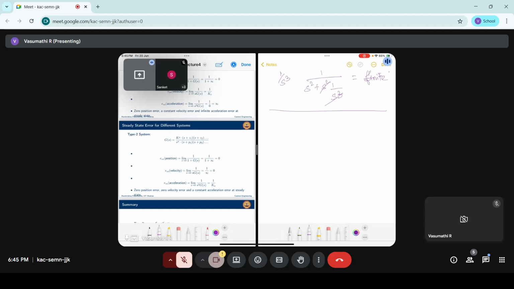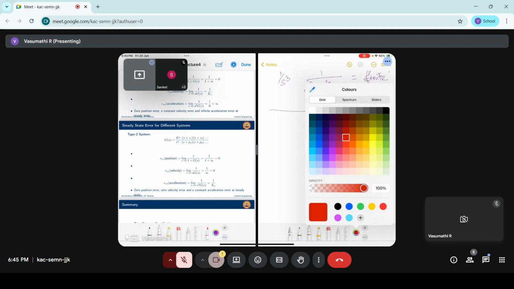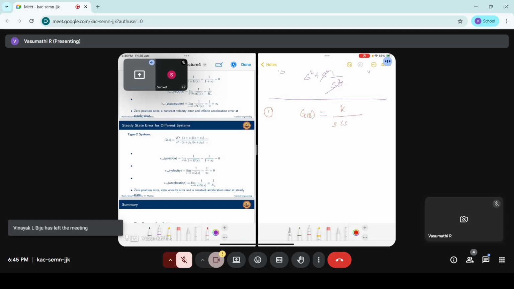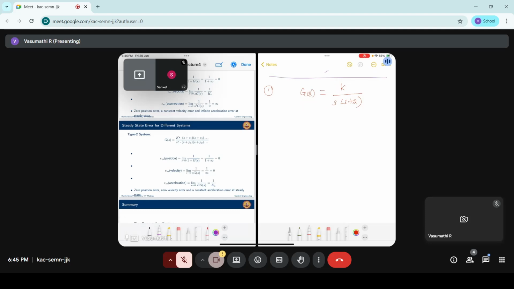We will proceed with the practice assignment questions. Question number 1: open your system, open the practice assignment questions. The first question is a unity feedback control system whose forward path transfer function is given as G of s equal to K by s into s plus 2. Given that the defined specification requires steady state error. So far we have seen how to solve this, and we know the shortcut formula for a unit ramp system.